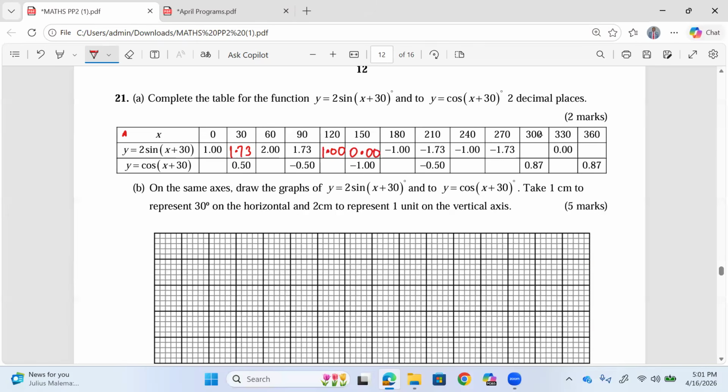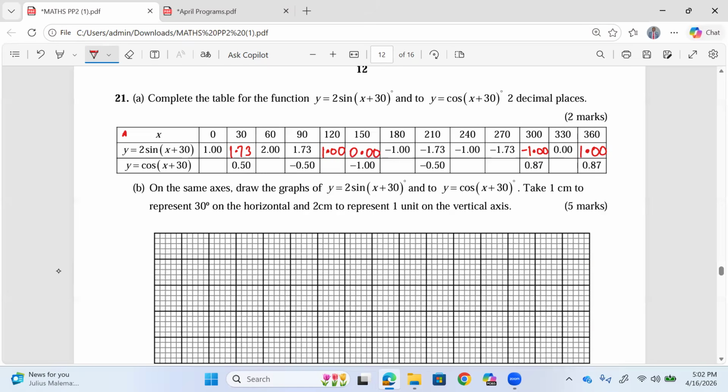0.00. Then at 300, we add 30, it becomes 330. So sine 330, then multiplied by 2. We get negative 1. Then finally, at 360, it becomes 390. So sine 390, we multiply by 2, we get exactly 1.00. From this point, ladies and gentlemen, we can now check the second function.